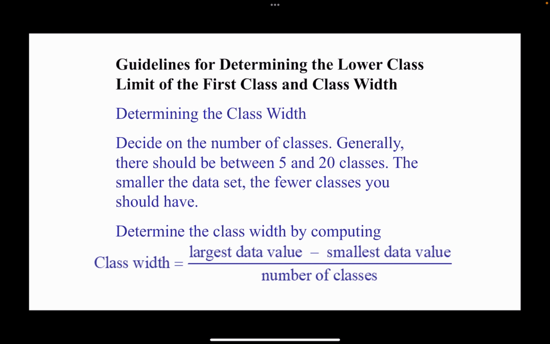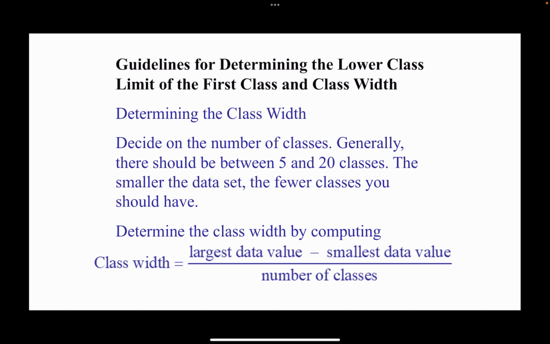Sometimes people will decide how many classes they want. They will choose a value and say, oh, I want 15 classes. And they will take their largest data value, subtract their smallest data value, and then divide by that number to determine their class width. To me, that's just awkward. I don't want to do that. I would rather say choose a class width of 5 or choose a class width of 10 rather than deciding how many classes I want and dividing.